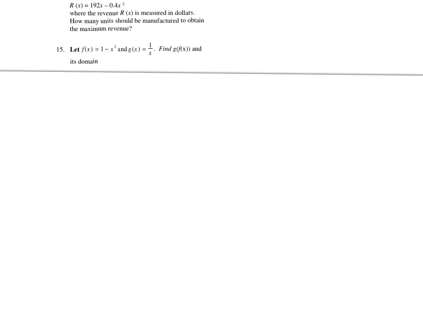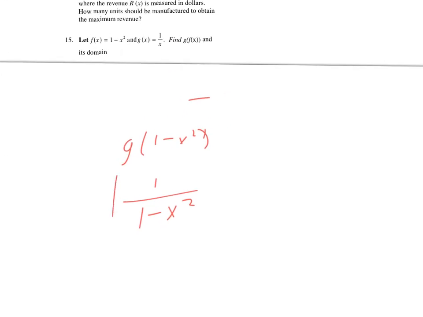All right, next up here, I got g of f of x. So I'm going to do g of 1 minus x squared. And that is going to be, let's see, 1 over 1 minus x squared. And I would just say that's fine for our answer there.